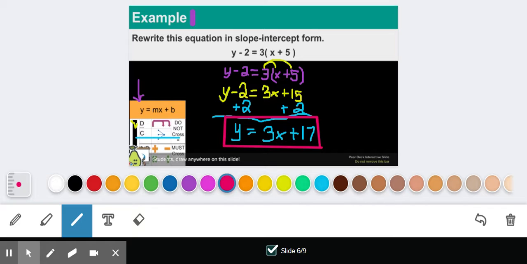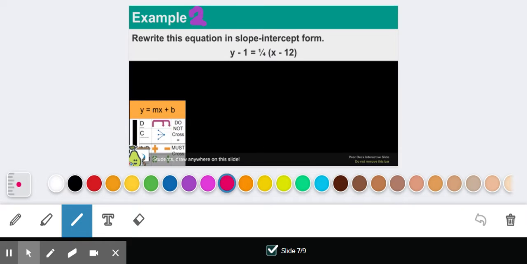Okay, we're going to go ahead and go on to the next one. Example 2. Rewrite this equation in slope-intercept form. We have y minus 1 equals 1/4 times x minus 12. So I'm going to go ahead like I did before and rewrite it in my own handwriting. Remember, guys, that when we are doing these, we are trying to move from that point slope to that slope intercept, which means we're trying to just get the y by itself.